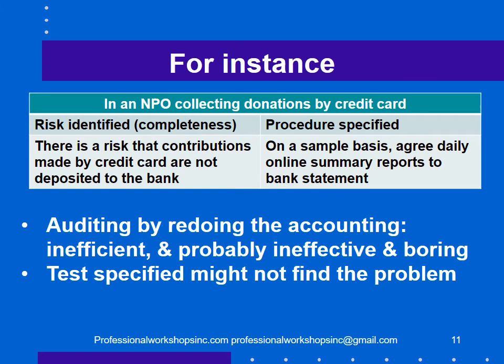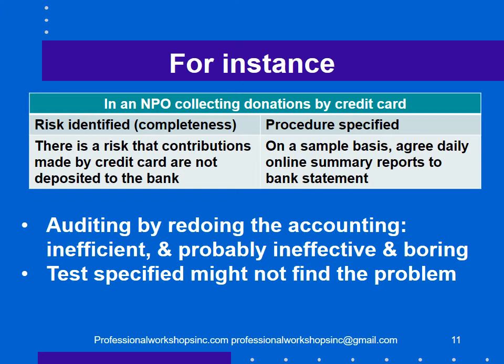So here's the example. We have a not-for-profit organization that is collecting donations by credit card. And the risk identified for completeness, and we specified an assertion, so that's good. But we say there is a risk that contributions made by credit card are not deposited to the bank. Okay, I don't quite understand that, but okay, I don't know how that could occur. But then we say on a sample basis, agree daily online summary reports to the bank statement. And I'm not entirely sure how those could not agree.